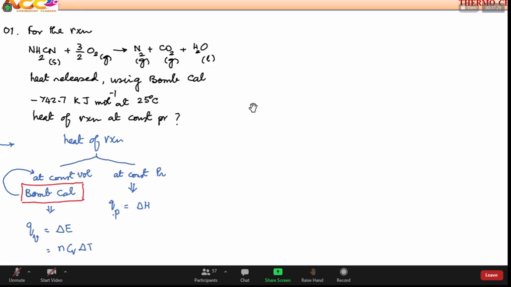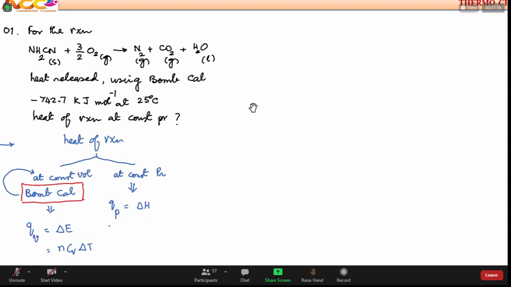For the amount of heat energy released or absorbed at constant volume, the examiner has to mention it. Otherwise, we can't say constant volume, because constant volume is our applied condition. Constant pressure is the natural condition. So if he says bomb calorimeter, he is indicating constant volume. If he says nothing, simply heat released, it means constant pressure.